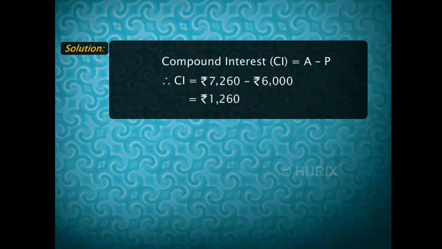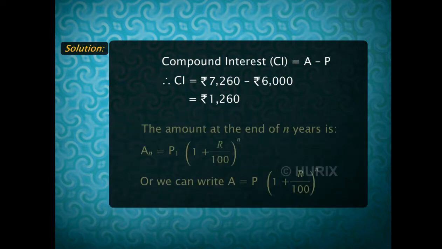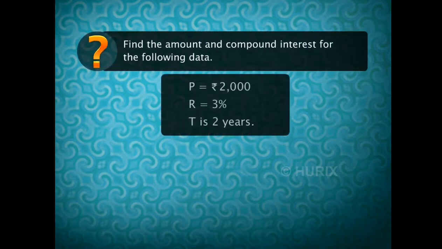If we continue in this way, the amount at the end of n years is as given here. This is the general formula to find the amount payable at the end of n years when the interest is compounded annually. The principal is P and the rate of interest per annum is R. Now, calculate the amount and compound interest when P is 2,000 rupees, R is 3% and T is 2 years.